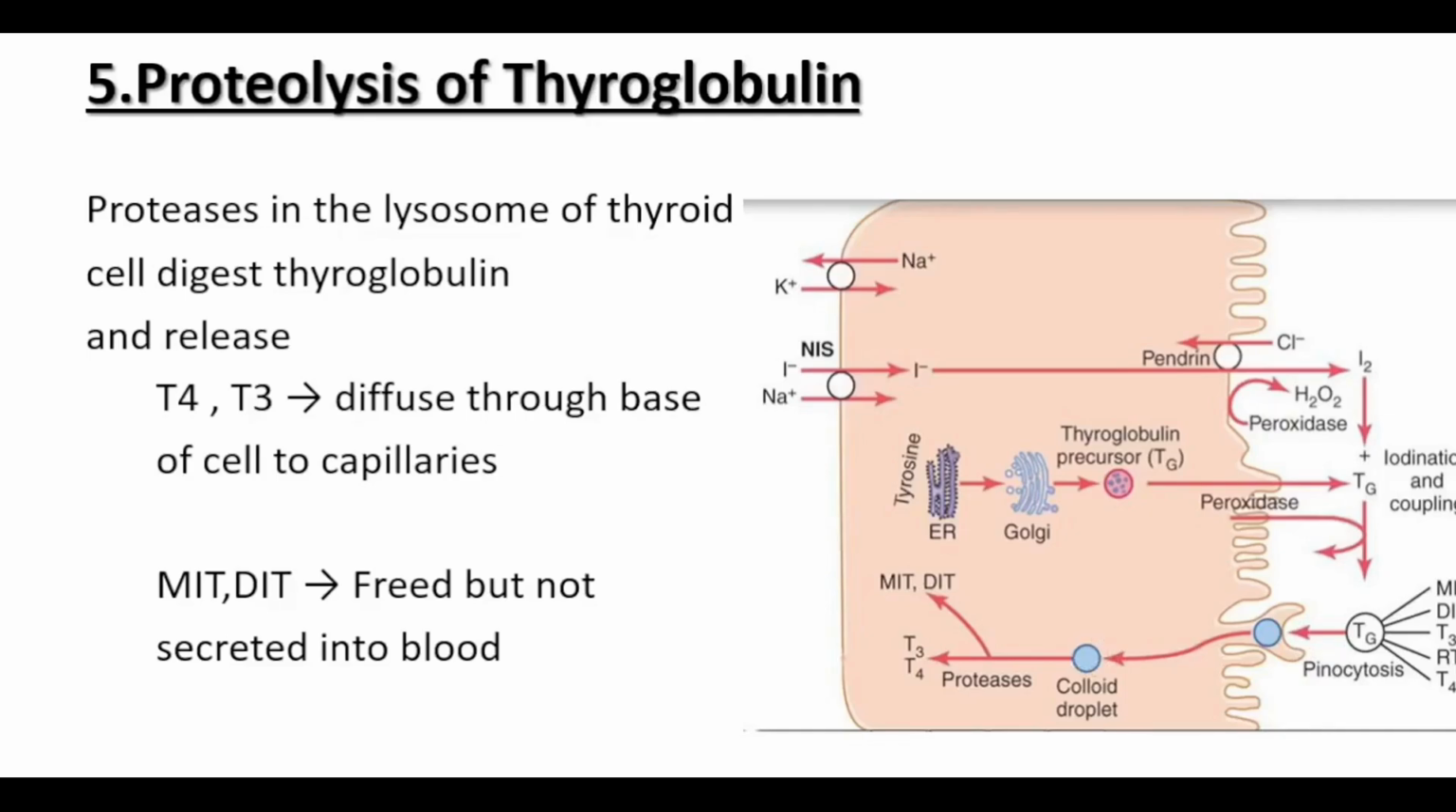Now proteases present in the lysosome of the thyroid cell will cause digestion of the thyroglobulin. So thyroglobulin is a protein. So proteases are used for the thyroglobulin digestion. Now after digestion it will release the content, that is T3 and T4 and MIT and DIT. This T3 and T4, after releasing, will reach the capillaries through the basolateral membrane. MIT and DIT will be released from the thyroglobulin, but they will not be secreted into the blood. They will remain within the thyroid follicular cell.